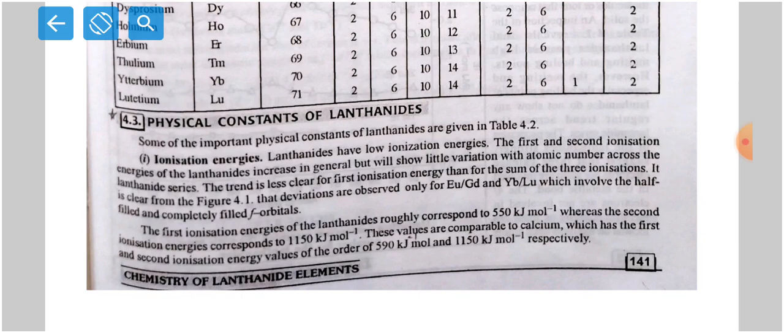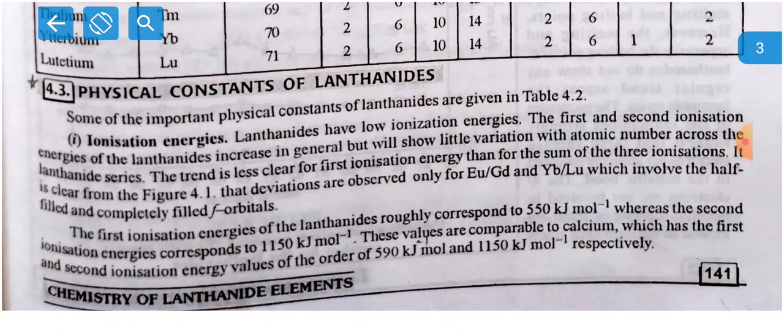First one is the ionization energy. Lanthanoids have low ionization energy. The first and second ionization energies of the lanthanoids increase in general, but show little variation with atomic number across the lanthanoid series.